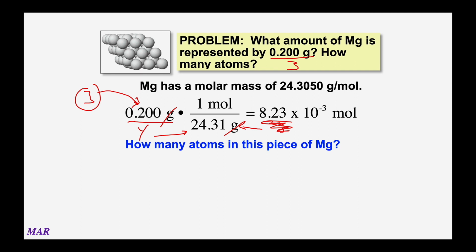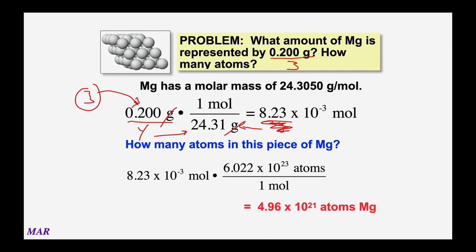Now remember, a dozen of anything is 12, and a mole of anything, 6.022 times 10 to the 23rd. So we're going to take that mole number and multiply it by Avogadro's number. We're going to turn moles of magnesium into atoms of magnesium using Avogadro's. So if you take that mole and you multiply it by 6.022 times 10 to the 23rd, the moles on the top cancel moles on the bottom, still limited to 3 sig figs because our Avogadro's number had 4 sig figs, and you get the incredibly large 4.96 times 10 to the 21st atoms of magnesium.